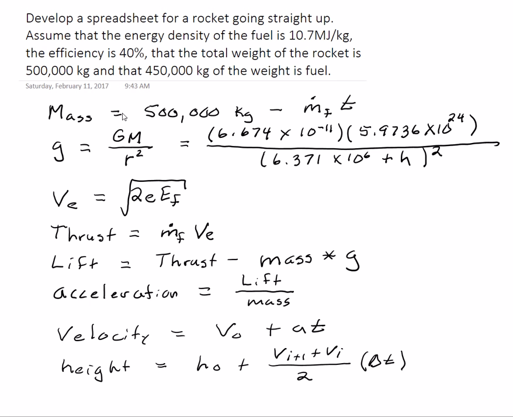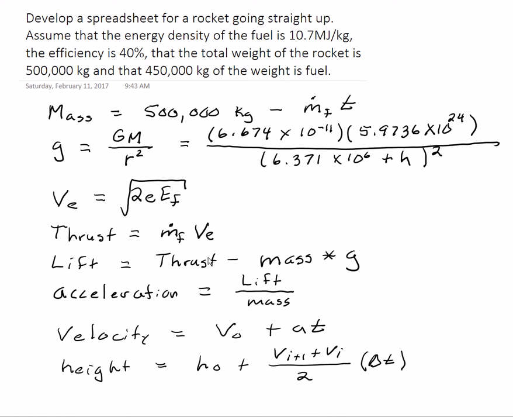So if we start with 500,000 kilograms at a mass flow rate, then mass flow rate times time is how much fuel we've burned up and shot out the back. So this is the mass as a function of time. Acceleration of gravity, and as we go up, of course, the gravity will decrease, but it's big G, big M over the distance from the center of the Earth squared. So I've got the radius of the Earth plus the height above the Earth. We've got a formula for the exit velocity, the thrust.